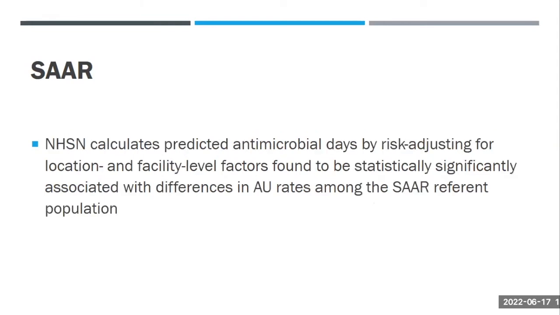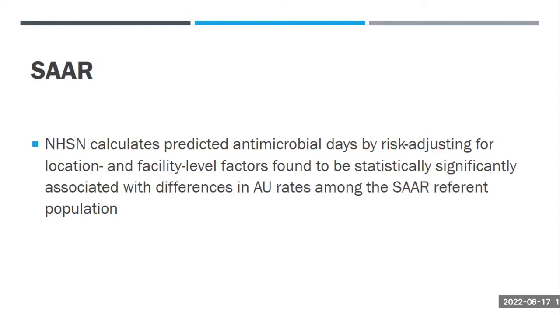And really, this is risk adjusted at the location and facility level with factors that are found to be statistically significantly associated with differences in antimicrobial utilization rates among the reference population. So what this means is they take into account factors from the baseline. And so for adults, the last baseline was going to be in 2017. For neonates, it's going to be in 2018. And so, for example, with the adults, what they did is they took your facility type, your number of ICU beds, your percentage of ICU beds.